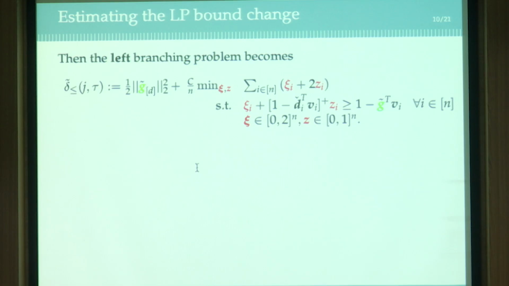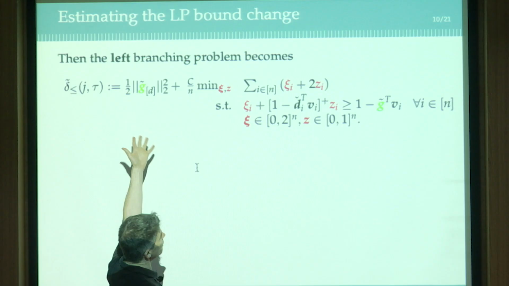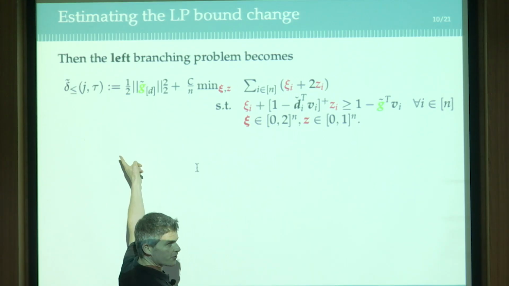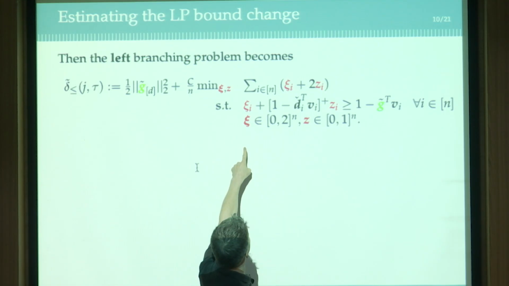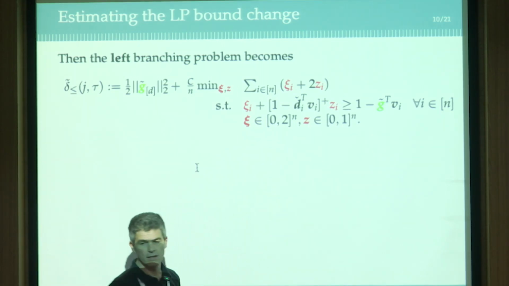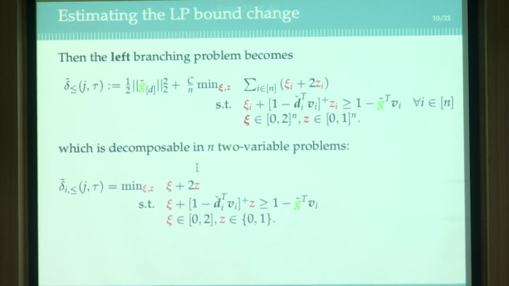For example, the left branching problem, the right branching problem is pretty much the same. First of all, the constraint is no longer quadratic because now the quadratic term is constant. And most importantly, this problem on only the xi and the z variables becomes decomposable, because as you remember from before, their coefficient matrix is diagonal. So instead of solving a single, rather simple LP, you solve n LPs of very, very simple structure.